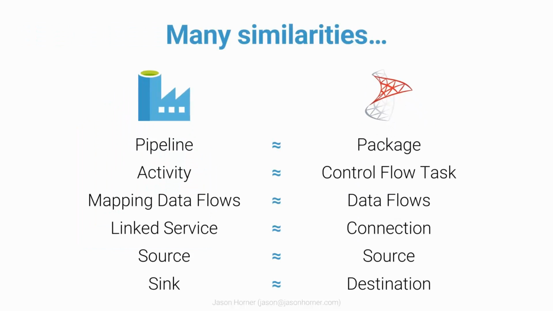So just to quickly compare the two, Azure Data Factory and SSIS, there's a lot of similarities, right? A pipeline maps more or less to a package. An activity is kind of like a control flow task. A mapping data flow or a wrangling data flow is similar to a data flow in SSIS. Linked services are our connection managers. Sources are like our sources in our data flows, and sinks are like our destinations. In a copy activity, though, I can only move data from A to B. I can't transform that data in flight, if you will. So that's a quick overview of ADF.